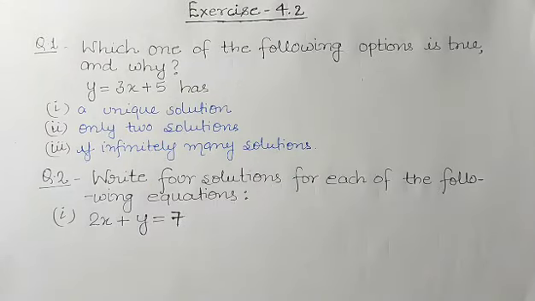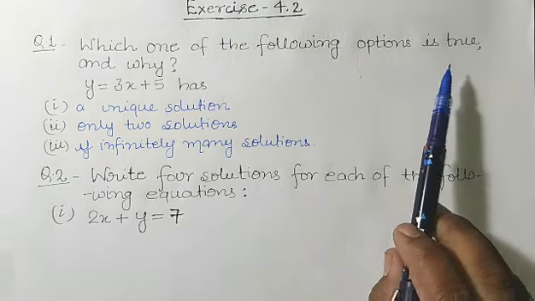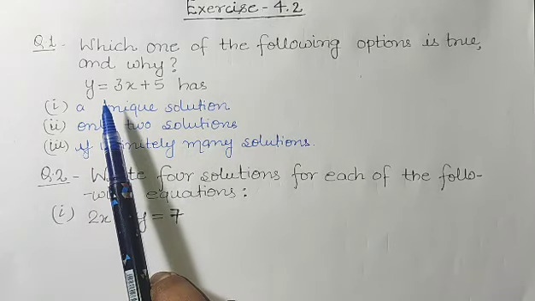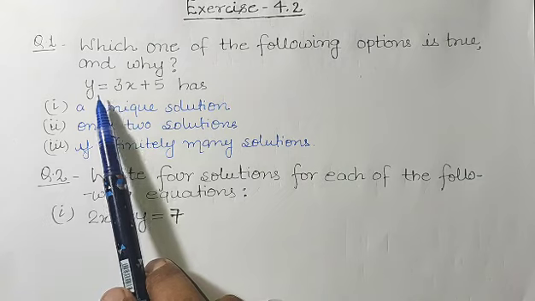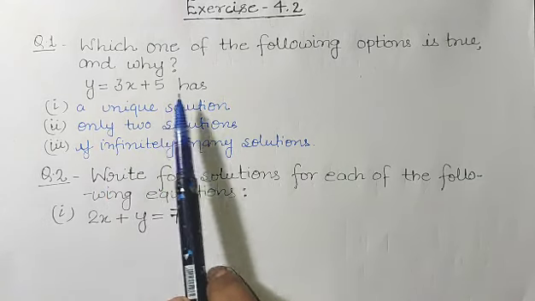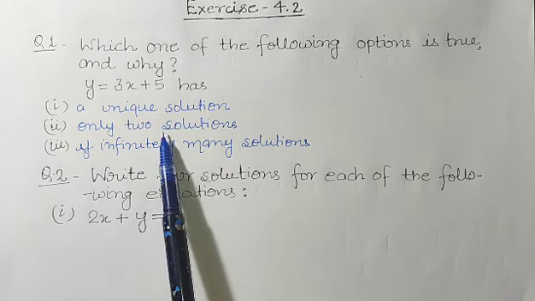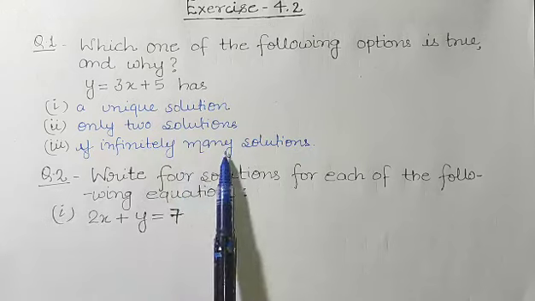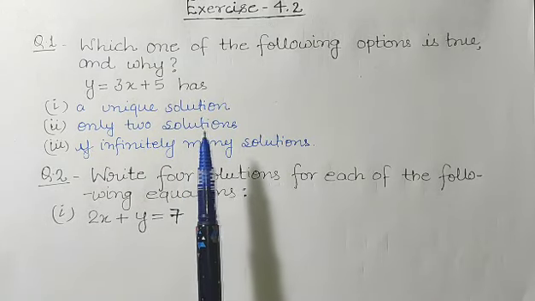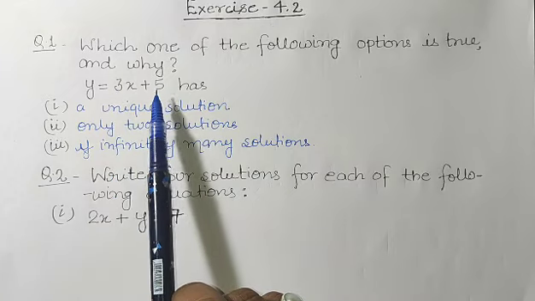The first question of this exercise is: which one of the following options is true and why? Here one equation is given, y is equal to 3x plus 5, and it is asked whether it has a unique solution, only two solutions, or infinitely many solutions. As I told you, students, firstly check whether it is a linear equation in two variables or not.